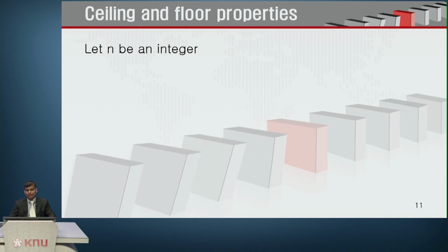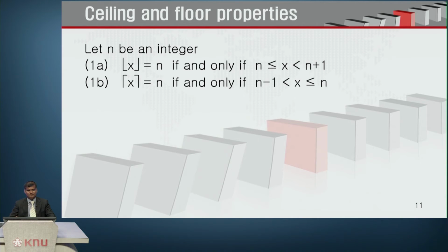So ceiling and floor, they have certain properties. Let's examine that. Let n be an integer. The floor of x equals n if and only if n is less than or equal to x and x is less than n plus 1. Again, the ceiling of x equals n if and only if n minus 1 is less than x and x less than or equal to n.